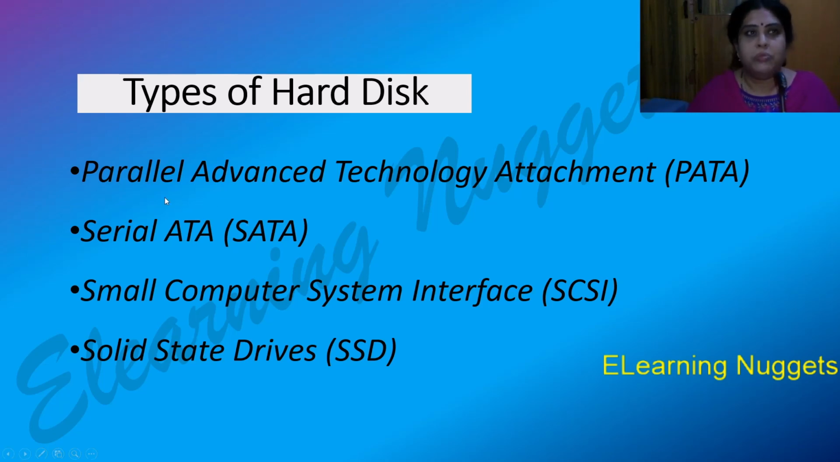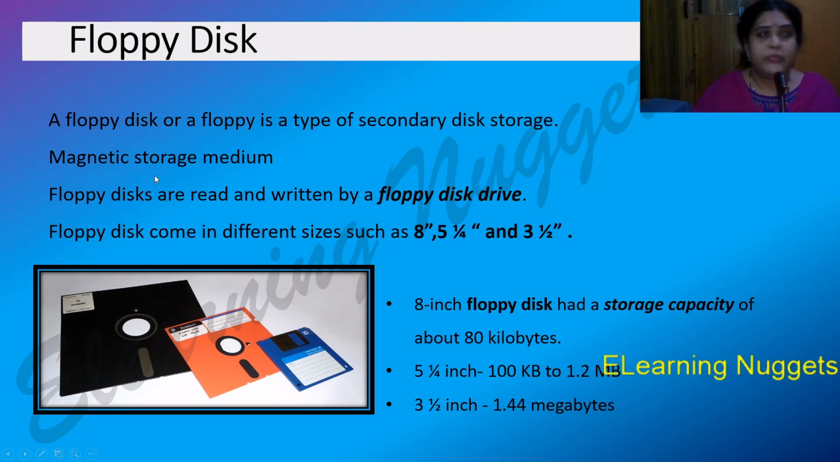What are the different types of hard disk that are available now? You have PATA, that is parallel advanced technology attachment, serial ATA, that is SATA, small computer system interface, and you have solid state drives. Okay.